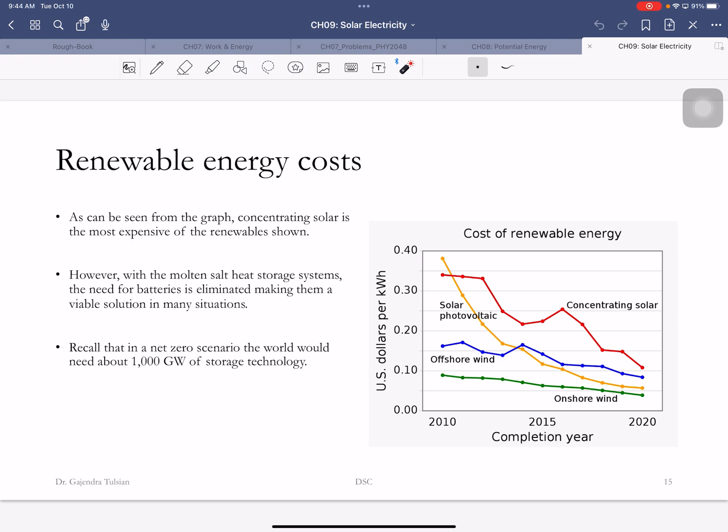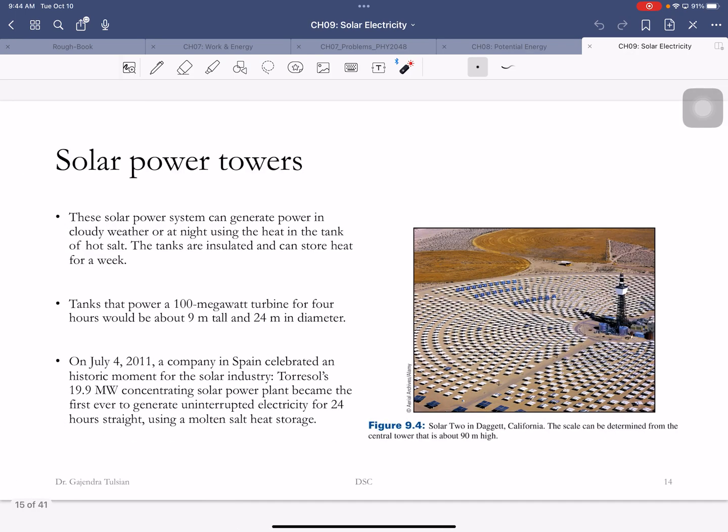Did you guys understand that? Go ahead. How is the energy stored in this molten salt storage? You heat something, and as long as it doesn't cool down, you just make sure it doesn't cool down, then it's storing heat. How long can you store it? Well, you can store it up to a week, apparently. Now, is that salt the kind of salt that we ingest? No.